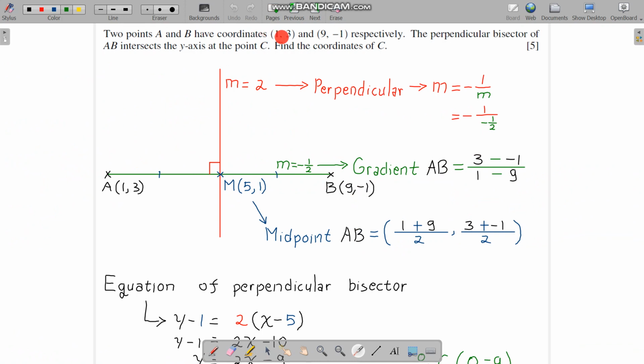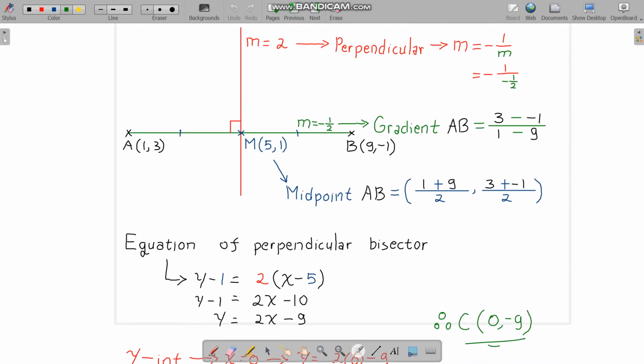Now we have 2 points with coordinates this and that. The perpendicular bisector of AB intersects. So okay, let's just find the perpendicular bisector equation. We have the points 1, 3 and 9, -1, and we can find the midpoint using the midpoint formula. We can find the gradient of AB, and the gradient of the perpendicular line is -1 over that. So we have the gradient of the perpendicular bisector, and we know that it passes through the midpoint, which means we can find the equation of the perpendicular bisector using the y minus y1 formula.